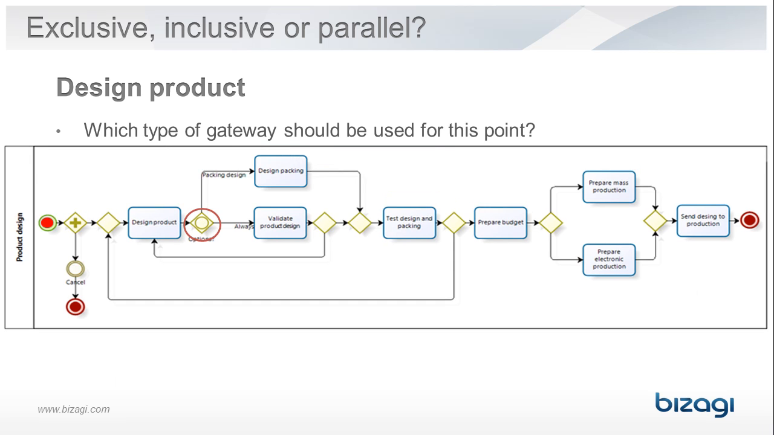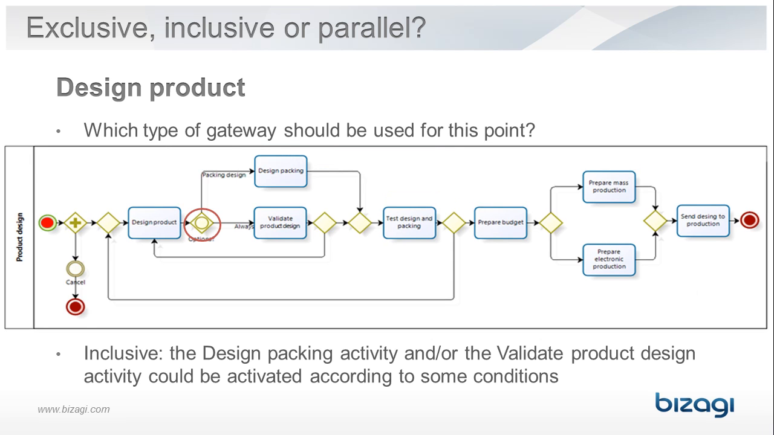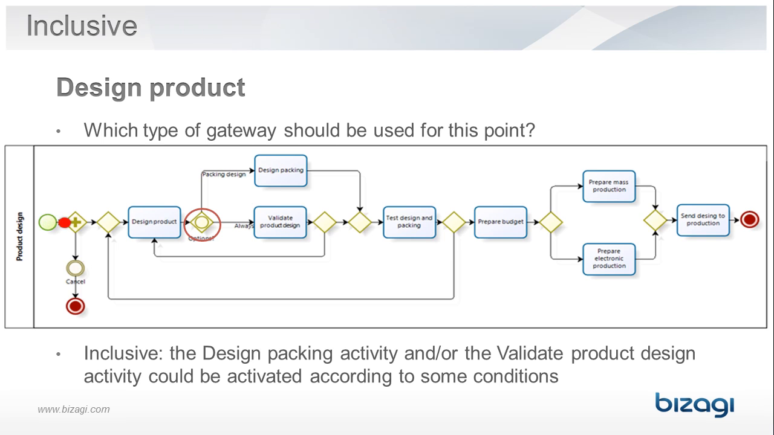In this case, it is appropriate to use an inclusive gateway. The design packaging activity and/or the validate product design activity could be activated according to some conditions. That is, packaging design will be performed in some cases according to a condition. See the simulation. In this case, both activities are activated. Another possibility is that in some cases, only the validate product design will be executed.